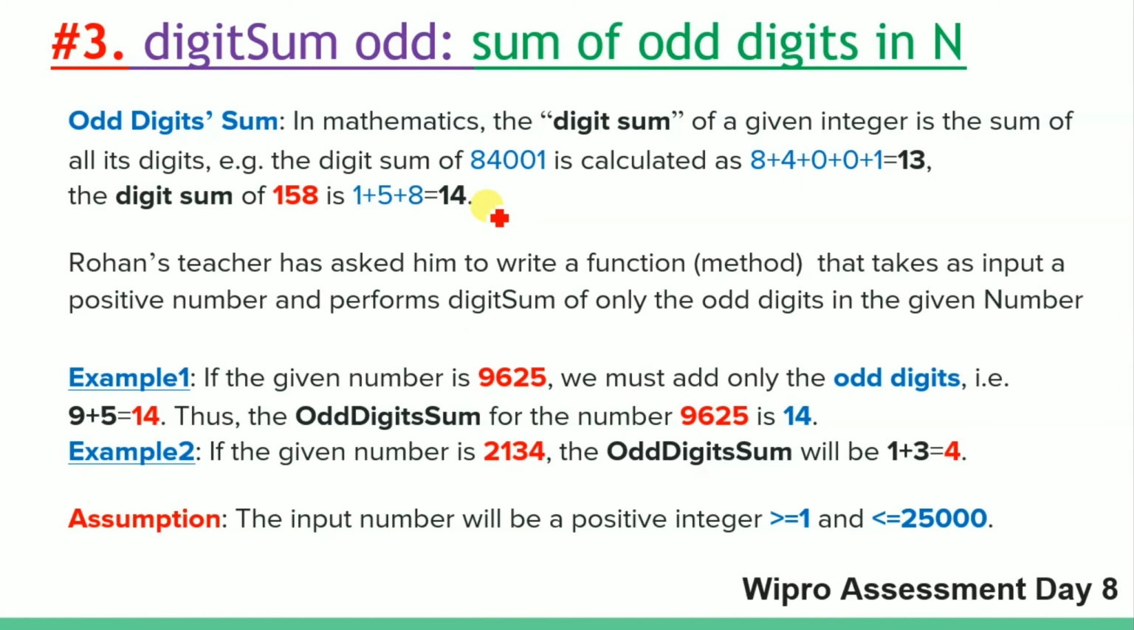Hello friends, now we will discuss the third question of day 8. The name of the question is digit sum odd. Here we have to find the sum of odd digits in n.